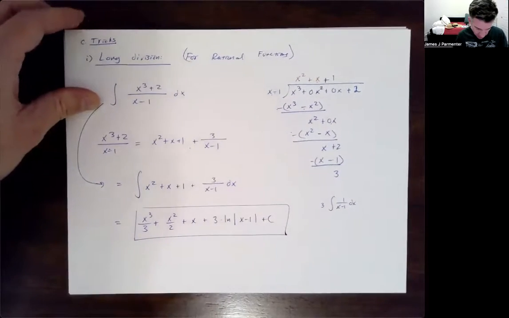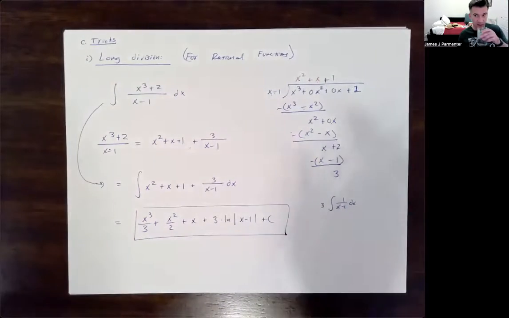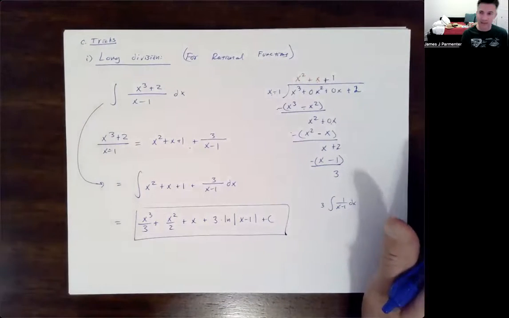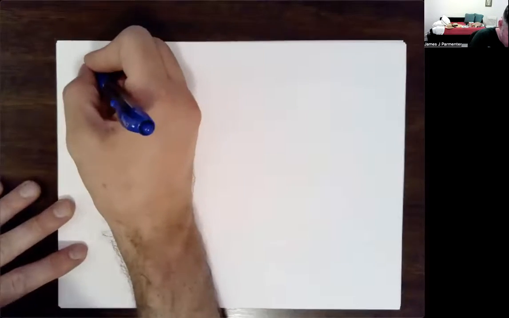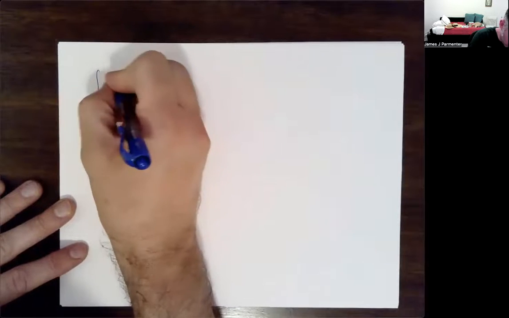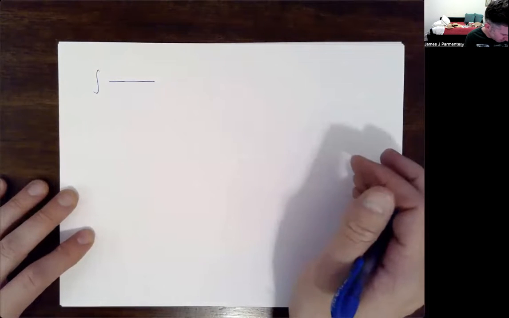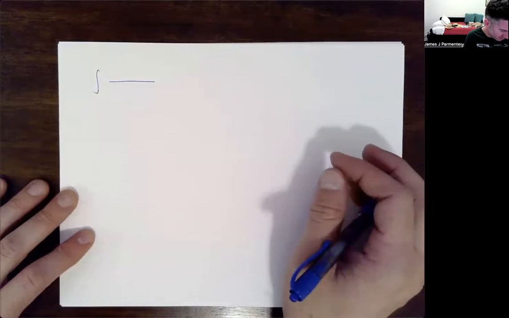So let's do one more long division one, because there's one other thing that happens a lot that's kind of annoying. And maybe a lot is a strong word, but it happens occasionally. It's kind of annoying. So let's say we wanted to find the integral of, what have we got here? Sure, let's do that. Yeah. Sure, we can do this.